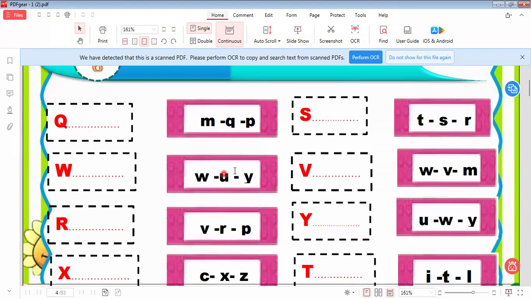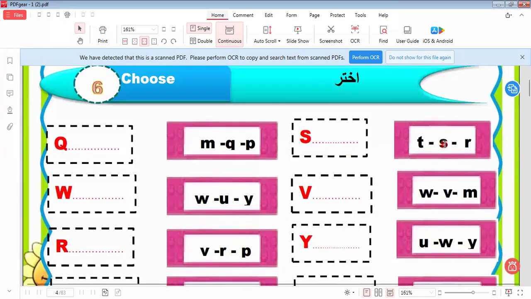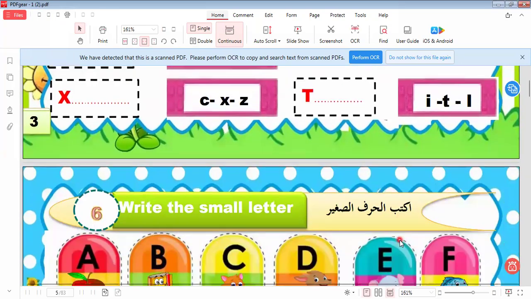Here is capital Q. Where is the small one? This one. Capital W. This small w. Capital R by small r. Capital X by small x. Here is capital S by small s. Capital V by small v. Capital Y by small y, and capital T by small t. Okay, let's go to another one.